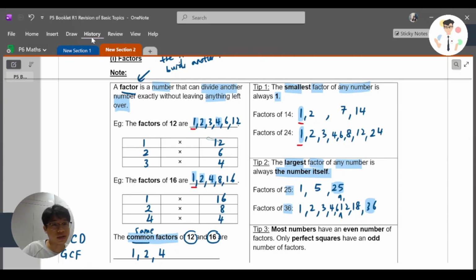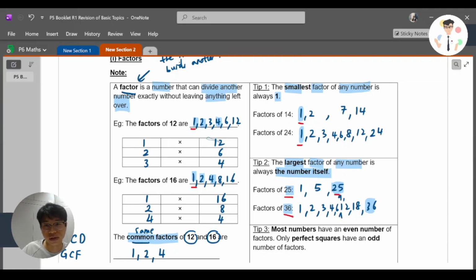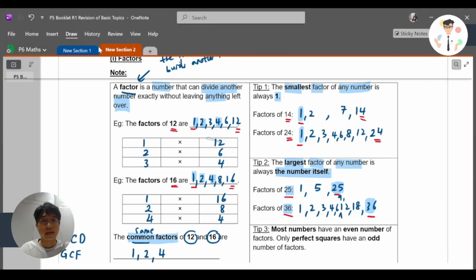And perhaps you can see this in all. Yes, you can see, right? 25, 25, 36, 36, 24, 24, 14, here always 14. 12, here it's also 12, 16, here is also 16. Okay, now that is basically tip number 1 and tip number 2.